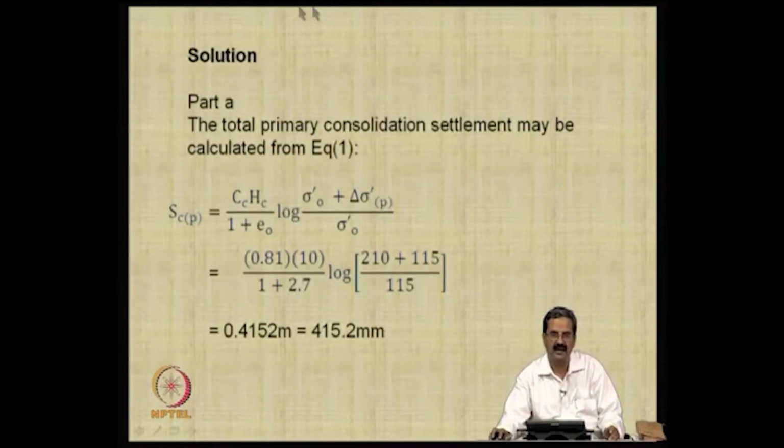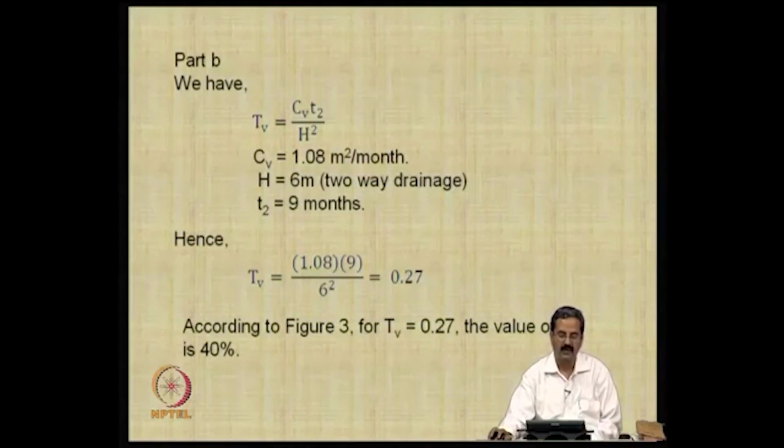So, I calculated in these particular steps the settlement. You can see it is 415 mm, which is very high, nearly 1.5 foot, right. You have Cc, Hc and 1.27, all those numbers are given. Then I would like to eliminate this by using the pre-compression technique. My objective is now t2 is 9 months, and all these equations are given. So, Tv I calculated, and I got 0.27.